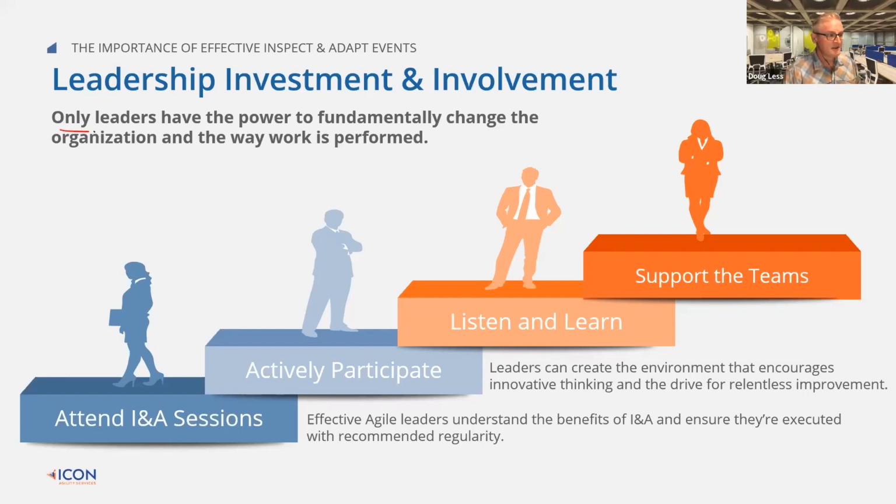And it comes back to this, right? Only leaders have the power to fundamentally change the organization, the way the work is performed. Only you can do that. We've learned that from Deming. Only you can actually do that. So how can you be involved? The first is to attend, right? Make this a priority. You have to make sure that I&A is executed, right?